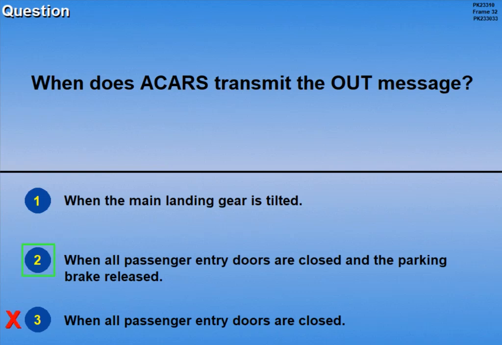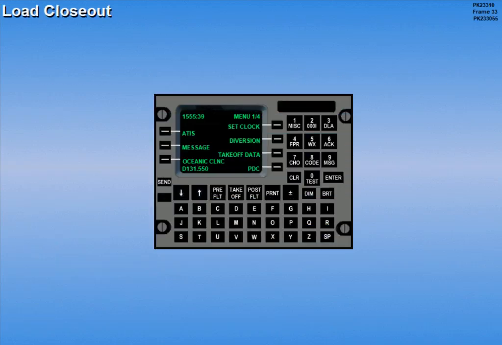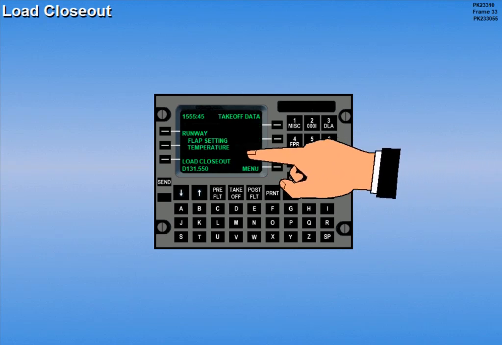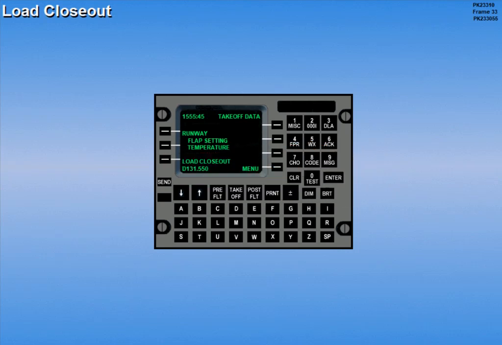The out message is transmitted when... if you fail to get the load closeout, you can request it. Select the takeoff data line select key and select the load closeout key. All right, now let's try some Acars exercises.